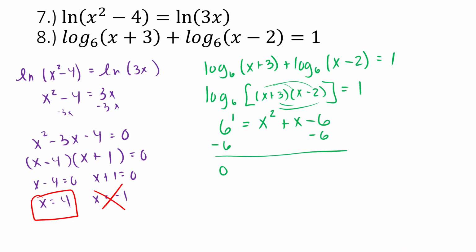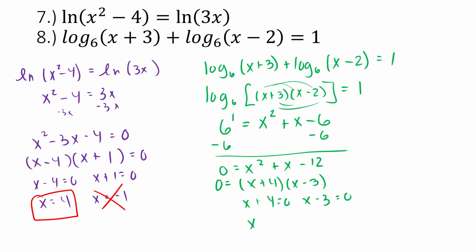And so we get 0 equals x squared plus x minus 12. And I need two numbers that multiply to give me negative 12, but add up to give me a positive 1. And that would be x plus 4, x minus 3. x plus 4 equals 0. x minus 3 equals 0. Subtract 4 from both sides to get x equals negative 4. Add 3 to both sides to get x is equal to 3.